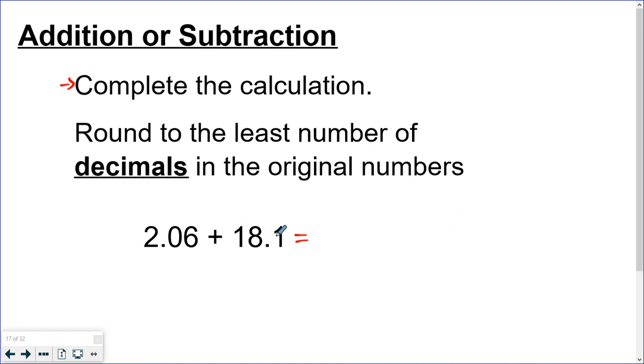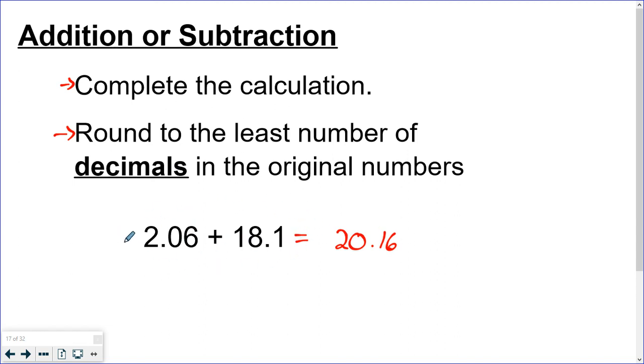So we can add this together. 18.1 plus 2.06, hopefully you can do that in your head, is 20.16. I do the math. And then if it's addition or subtraction, round to the least number of decimal points. The least number of decimal points in my numbers, I go back to the numbers I started with.